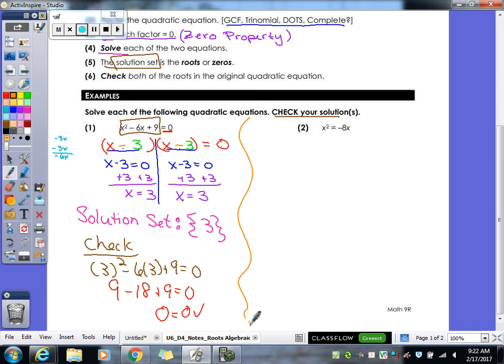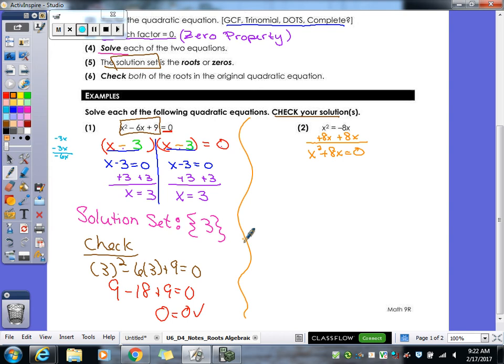All right, let's try number 2. So again, step 1, we got to make sure it's in standard form. That is not in standard form. I need it to be equal to a 0. So what are we going to move over to the other side? The 8x. So that gives us x squared plus 8x equals 0. So now it's in standard form.